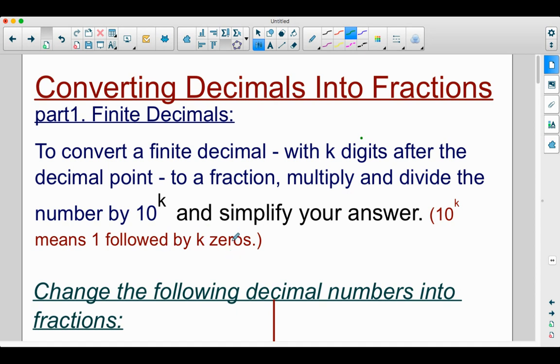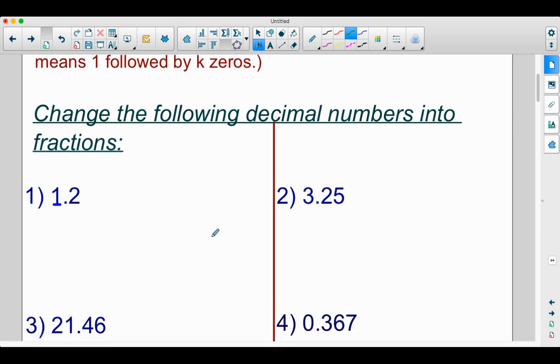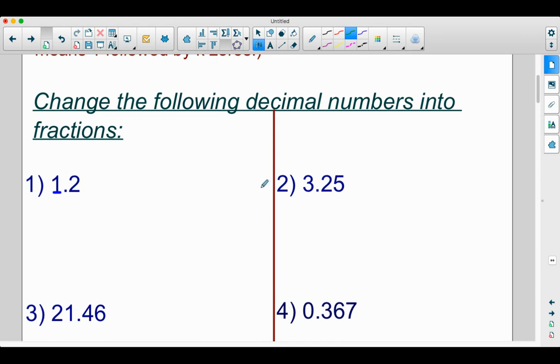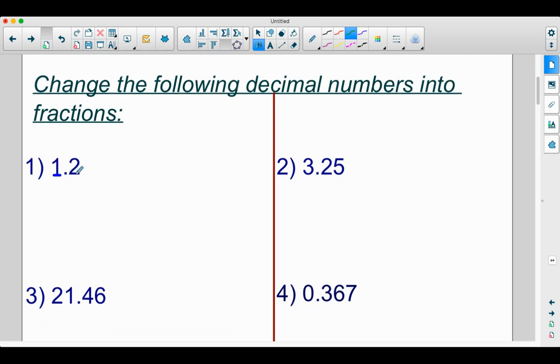So now, here are some examples. Change the following decimal numbers into fractions. So note right here, we have one decimal digit. We have one digit after the decimal point. So we are going to multiply, as we said earlier, by 10. So we multiply by 10, but we also have to divide by 10 at the same time. The number that you multiply by is the same number you divide by.